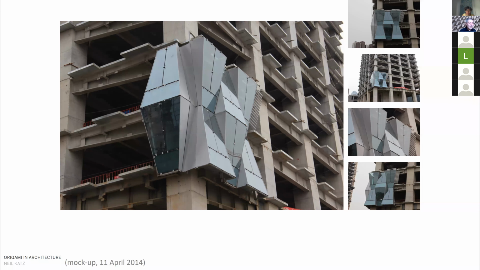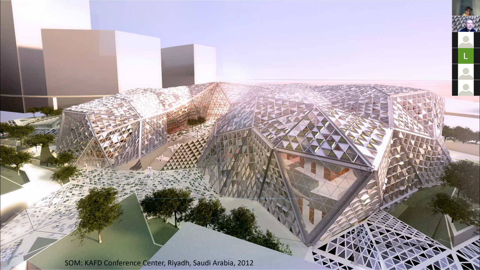Another project was done in 2012 in Saudi Arabia for the King Abdullah Financial District. And it's a whole complex of buildings. And we designed the conference center. And one of the regulations, one of the rules that the government applied to the buildings that were being designed by several architects is that they must be faceted. Right? So using origami as an inspiration, as an influence was required.